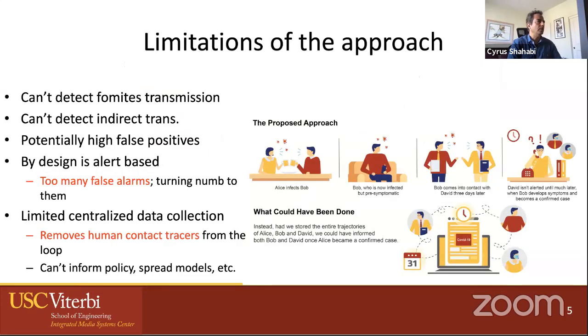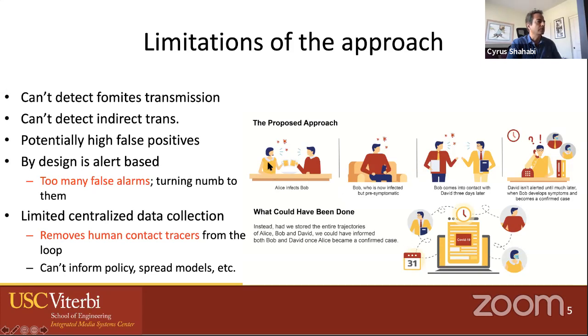Now, there are some limitations to this approach. These are practical limitations. One is that it wouldn't detect fomite transmission. This is transmission through objects or materials that are likely to carry infection, such as clothes and furniture and so on, because the person with the phone and Bluetooth has already left, so you cannot detect that. It also cannot detect indirect transmission.